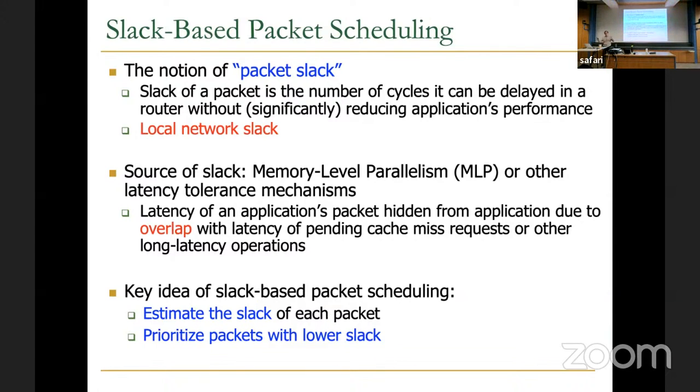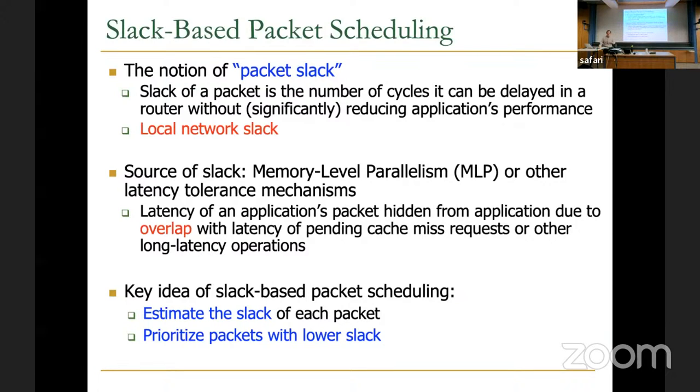In memory controllers, there are some papers that use this idea also. Basically, if you can estimate the slack of a memory request, prioritize the memory request that has the lowest slack in the memory controller. There's a notion of criticality in the end. And this work estimates the slack using multiple methods.